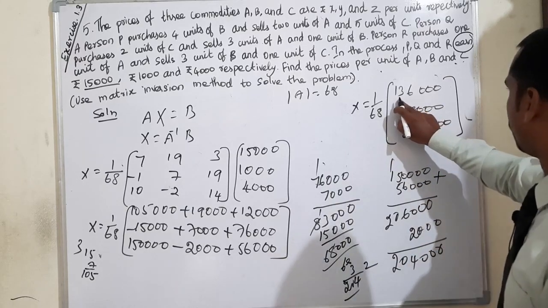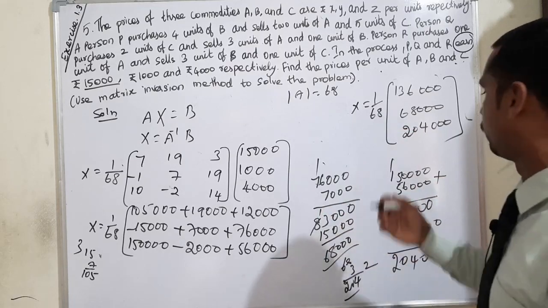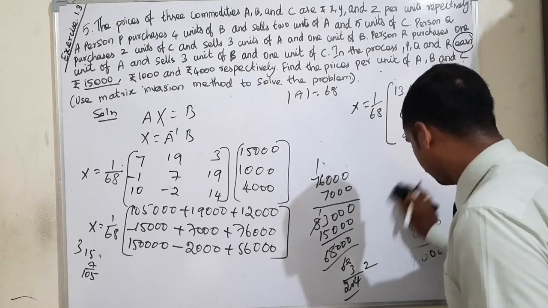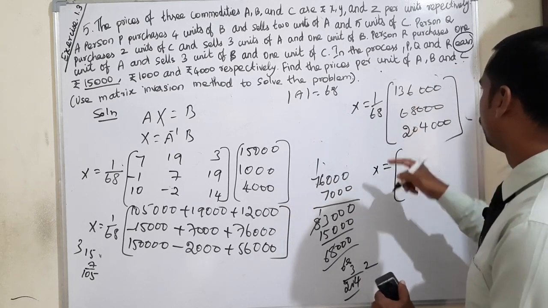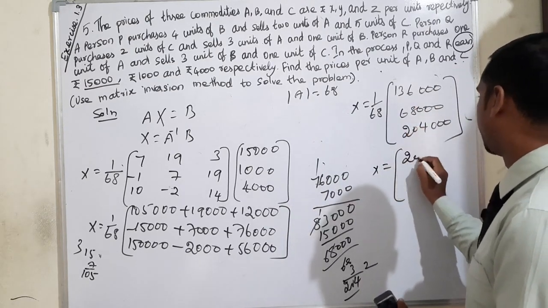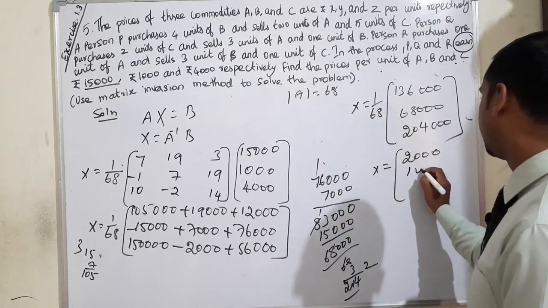We can say 136. 68, double of 68 means 136. Therefore, double of 136, you can write it. First answer will be 2000. Next one, 68 divided by 68, 1000.